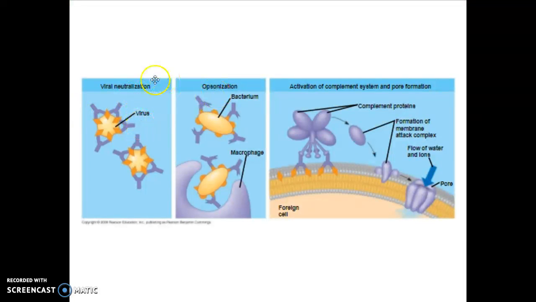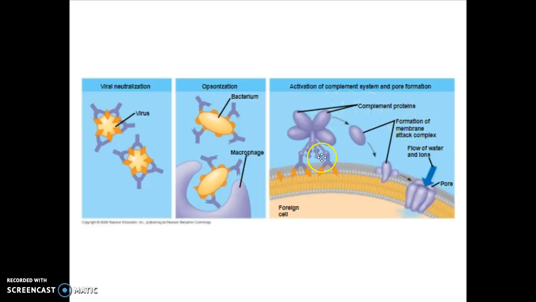So we've got a virus that's been neutralized. It can't attack the cells. In terms of opsonization, now that we've got these antibodies bound to this cell, macrophages recognize, okay, that's been neutralized, I need to destroy it. It's been marked for destruction.